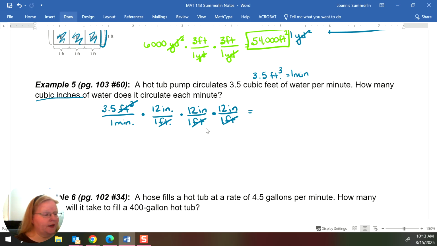Now I can use my calculator to multiply 3.5 times 12 times 12 times 12 and divide it by 1. And when I do that, I get 6048 inches cubed. Don't take my word for it though. You do the math and see.